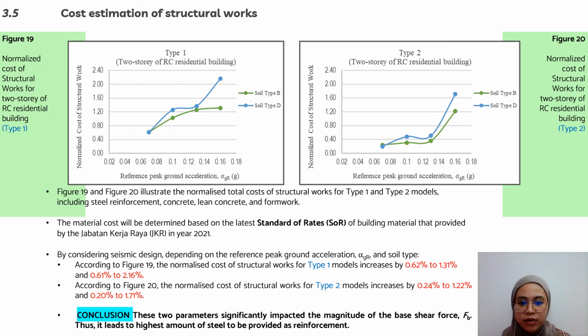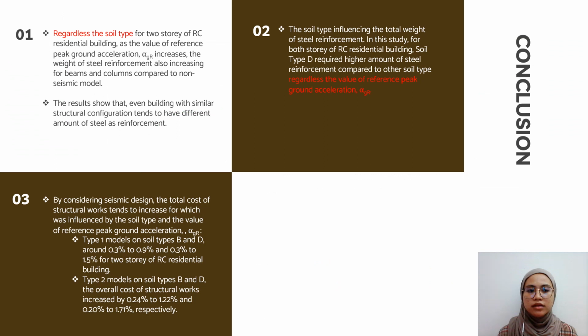As a conclusion, these two parameters significantly impacted the magnitude of the base shear force, thus it leads to the highest amount of steel to be provided as reinforcement. Regardless of the soil type, as the value of reference peak ground acceleration increases, the weight of steel reinforcement also increases for beams and columns compared to non-seismic model. The results show that even buildings with similar structural configuration tend to have different amounts of steel as reinforcement.